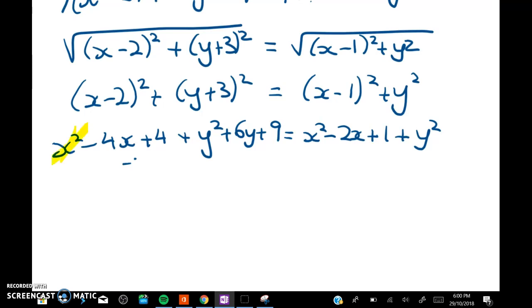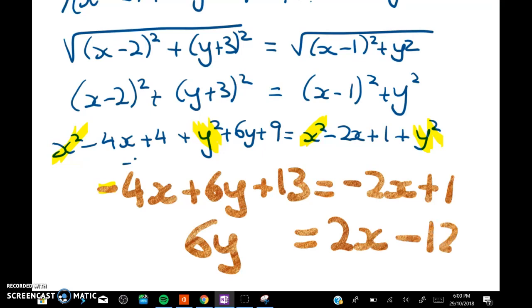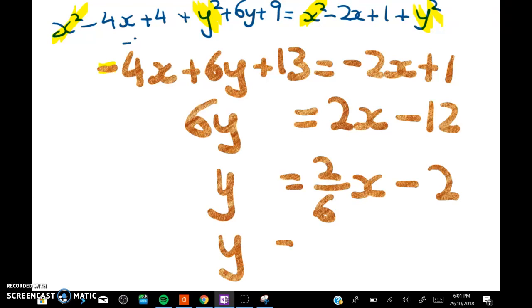Now look what's going to happen. The x squareds on each side are going to simplify out, and so are the y squareds. So that leaves me with negative 4x plus 6y plus 13 equals negative 2x plus 1. My goal is to get to a gradient, so I'm going to make y the subject of the equation. 6y is equal to 2x minus 12. So y is equal to 2/6 x, going very slowly, minus 2. So y is equal to 1/3 x minus 2.